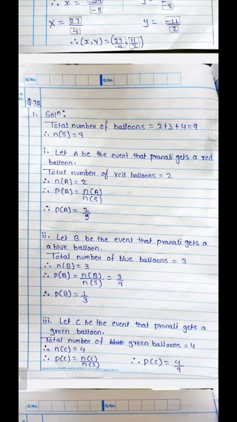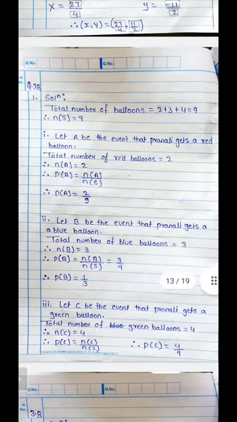We can use here name Anita. So Anita gets a red balloon. Total number of red balloons is how much? 2. Therefore, Na is equal to 2 and Pa is equal to Na upon Ns, which will be equal to 2 upon 9. In the same way, let B be the event that Anita gets a blue balloon.